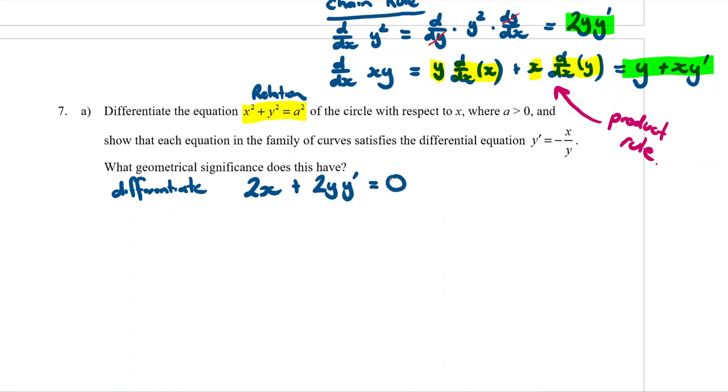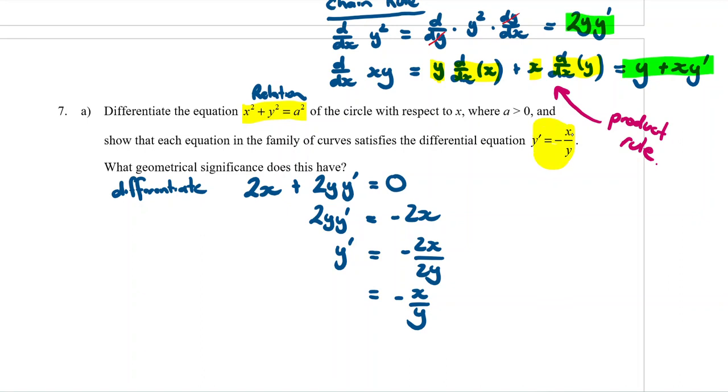It would disappear. Okay, so we would now know that 2y y dash is going to be equal to negative 2x, moving that across to the other side. And y dash would be equal to negative 2x over 2y. The 2s cancel out, and I get negative x over y. So this is good news because look up here, y dash equals negative x over y. I've shown that I've gotten to there. What does it all mean?